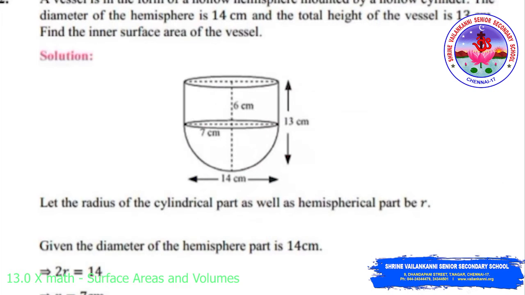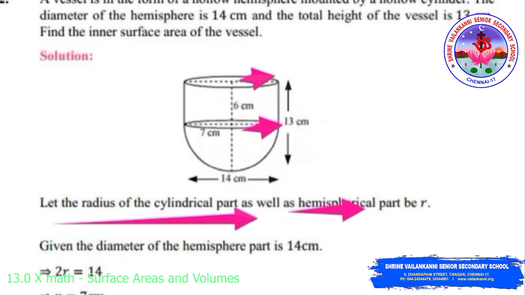Second problem: a vessel is in the form of a hollow hemisphere mounted by a hollow cylinder. The diameter of the hemisphere is 14 centimeter and the total height of the vessel is 13 centimeter. Find the inner surface area of the vessel. Given the vessel, which is made up of the combination of a cylinder plus a hemisphere, we find that the radius of the hemisphere will be equivalent to the radius of the cylinder. So I am writing, let the radius of the cylindrical part be equivalent to that of the hemispherical part.